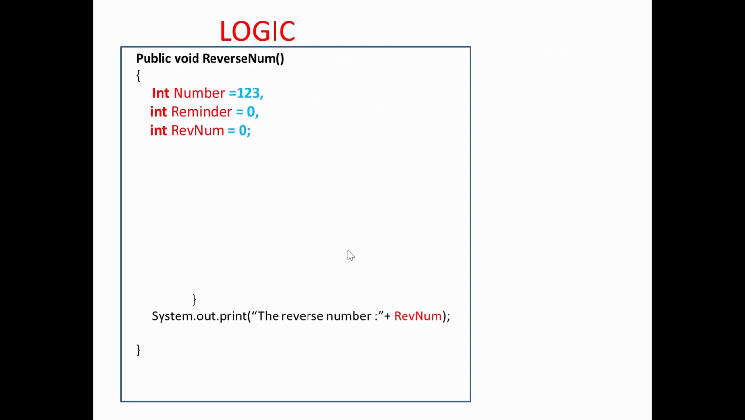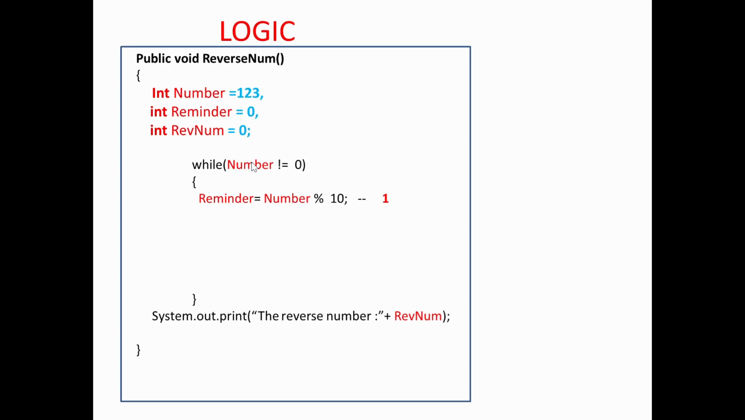Here I have declared some integer type variables. Number equal to 1 2 3 I have assigned, remainder equal to 0 and reverse number equal to 0. I will verify whether the number is not equal to 0 before executing the rest of the statements. Here the condition is true. I have assigned the value 1 2 3 to the number variable.